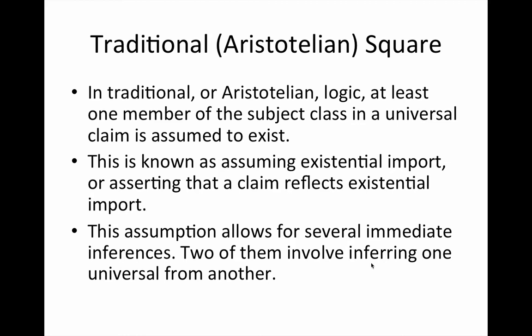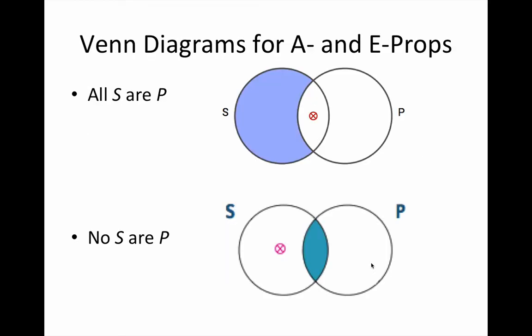The assumption of existential import is what allows for several immediate inferences around the so-called square of opposition. Two of these, as I pointed out a moment ago, involve inferring one universal from another. First, let's review our universal propositions. All S are P. The Venn diagram shows us that the shaded area, that is the area of S outside of P, is empty. There's no there, if you will. You can't put anything there.